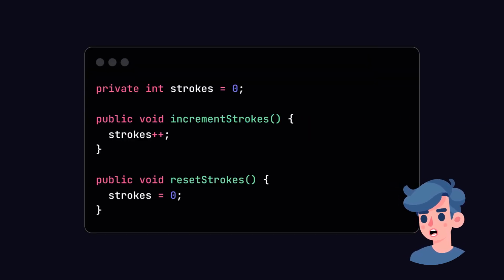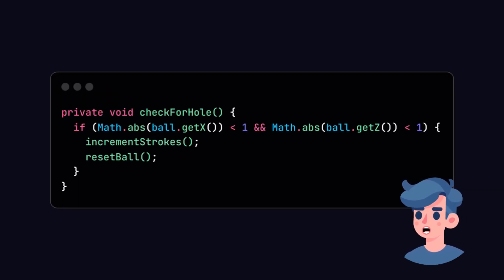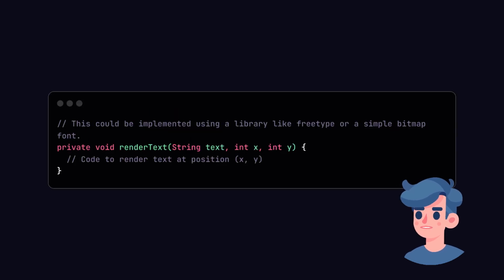Next, let's implement a simple scoring system. We could track how many strokes it takes to get the ball into the hole. We can increment strokes each time the ball is hit. You can create a simple hole using another quad and check if the ball has entered it. To provide feedback to the player, let's display the stroke count on the screen. This will involve rendering text. We can create a simple helper method to draw text.